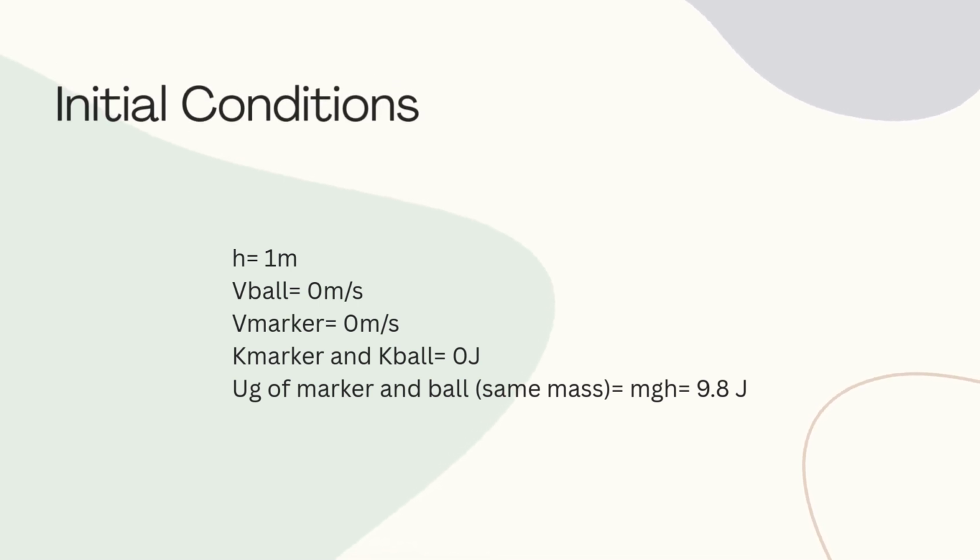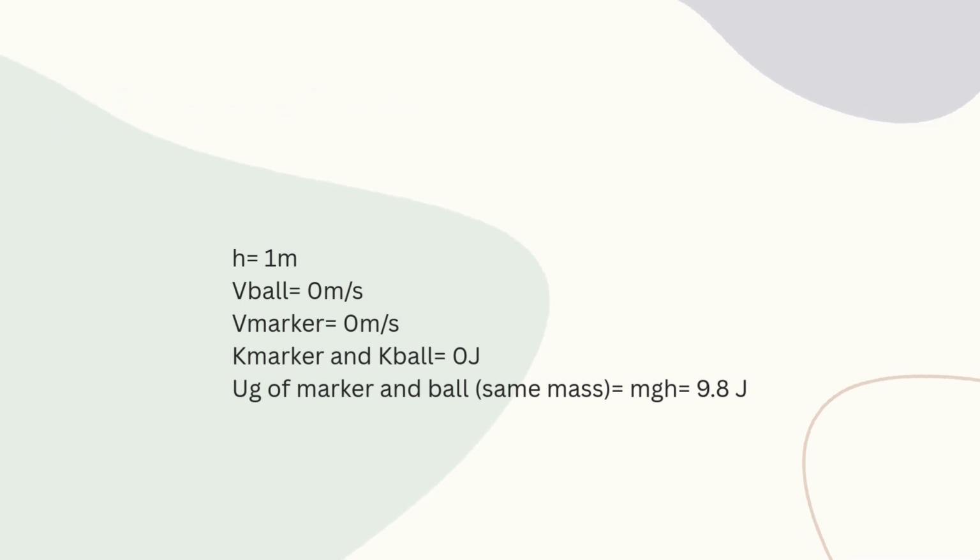And then here are our initial conditions. So h would equal 1. The velocity of the ball and marker are both 0, and then the kinetic energy of both are also 0. And then UG of the marker and ball, which are the same mass, is equal to mgh, which is equal to 9.8.